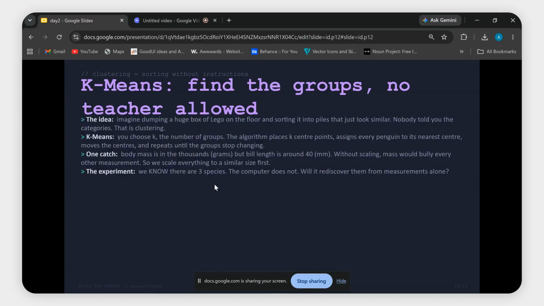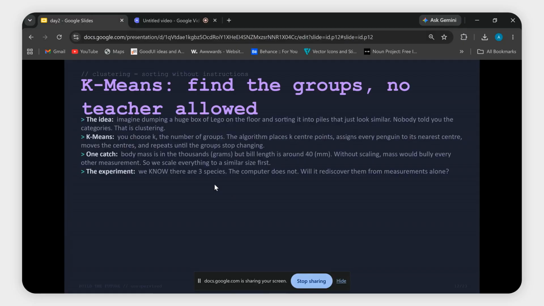So here is how the algorithm works. K is the number of groups that you want, and the means are the center points, the averages in the data. Then every penguin gets assigned to its nearest center. Then the centers start moving to the middle of their group. Then the penguins are assigned to the nearest center again, and this repeats until nothing changes.